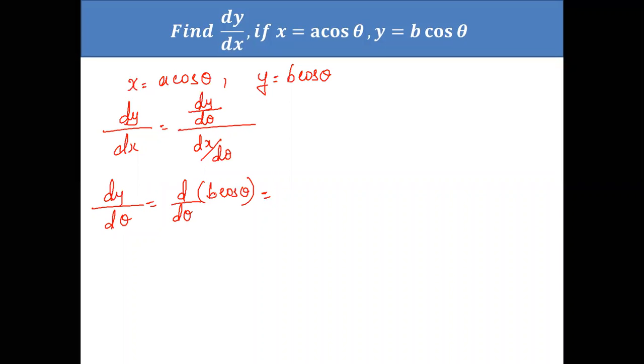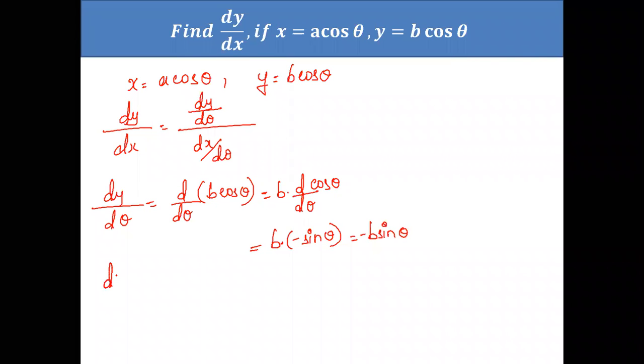So dy by d theta is d by d theta of b cos theta. b is a constant and it is in product form, so you can take it out. So it is b into d by d theta of cos theta. What is the derivative of cos theta, students? It is minus sin theta. So it is minus b sin theta.